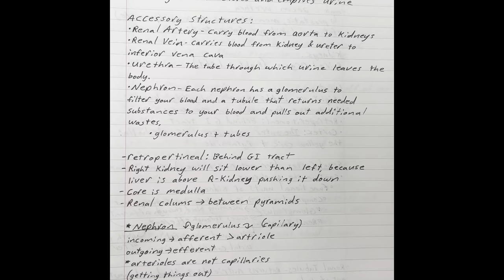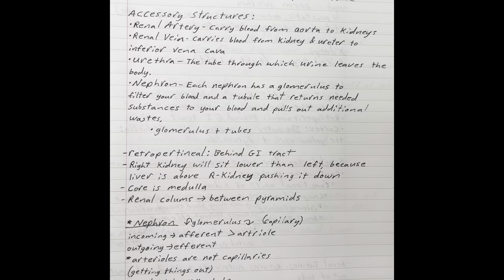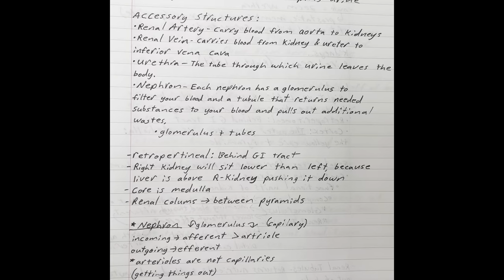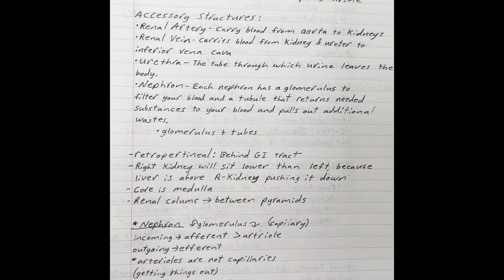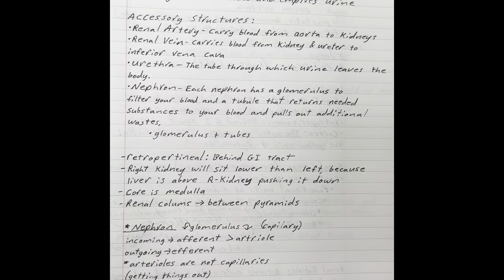Accessory structures: renal artery, renal vein, inferior vena cava, urethra, nephron. These are the accessory structures of the urinary system. The renal artery carries blood from the aorta to the kidneys.